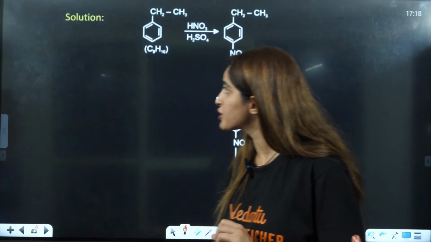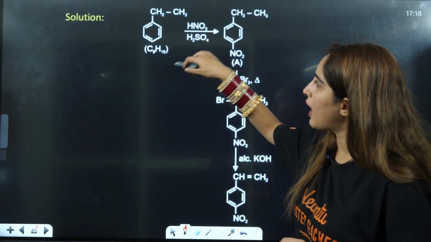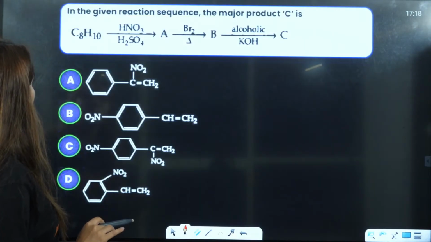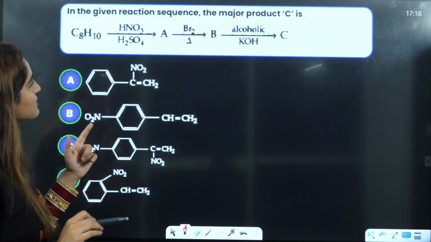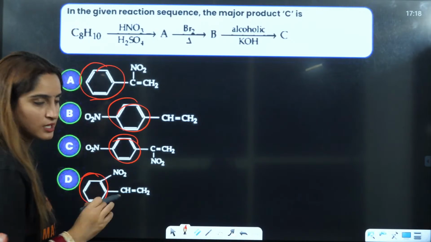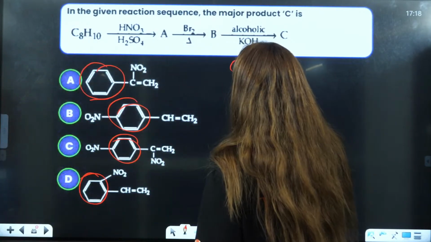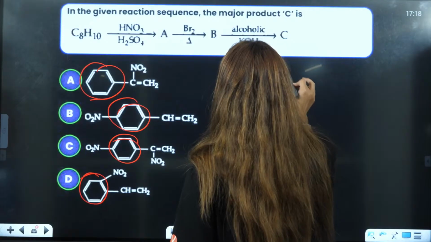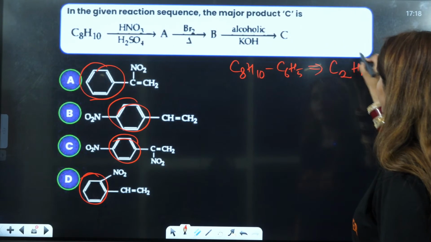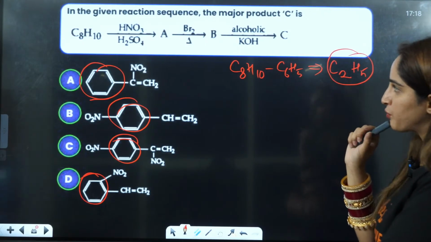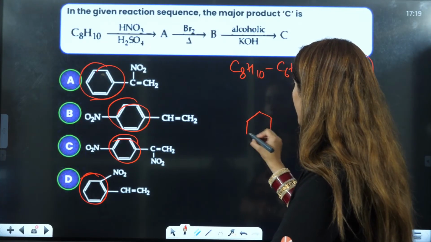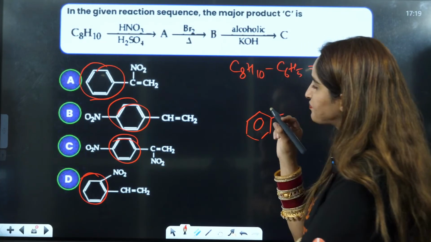They are asking you the major product C here. So first is you have some compound here, right? So in this, they have given you the compound C8H10. They are saying that this is always in the benzene. So that means out of this C8H10, you should have benzene here, that is C6H5, right? So that means C2H5 should be there, right? C2H5 should be there. So that means to this benzene, you should have the addition of this C2H5.